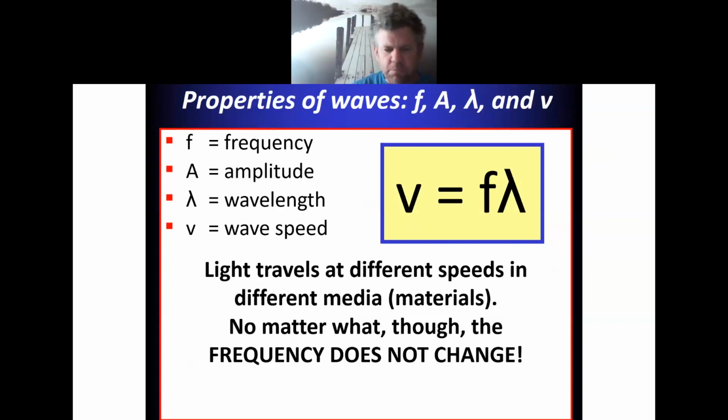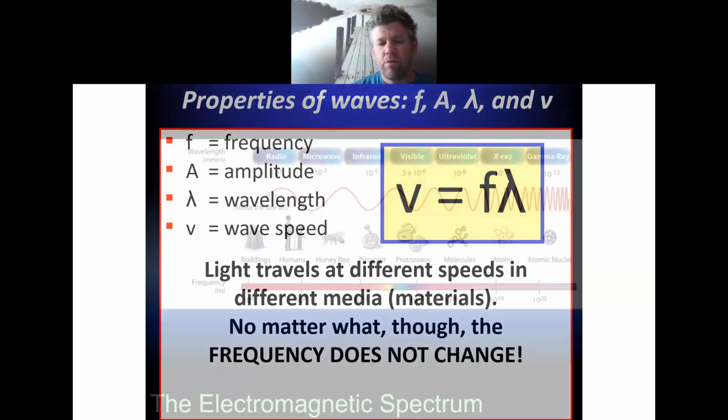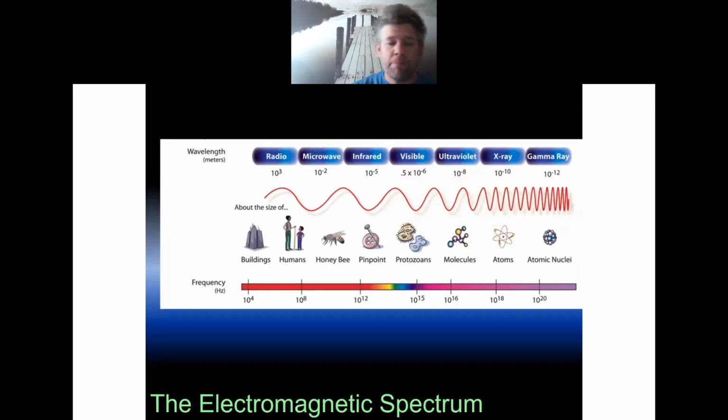Light, as it travels at these different speeds, the frequency of it isn't going to change. So if the frequency does not change, then what that means is the wavelength has to, okay? Electromagnetic spectrum, now don't write this down, just take a look at it and see some of the stuff that we're talking about here, all right?